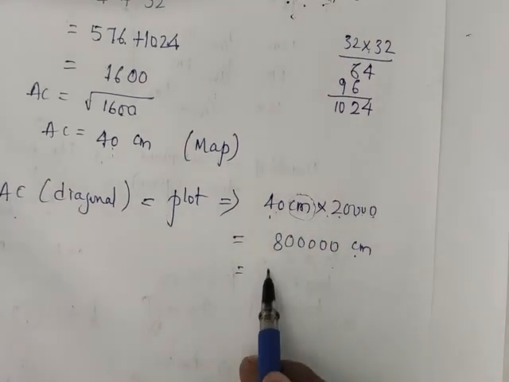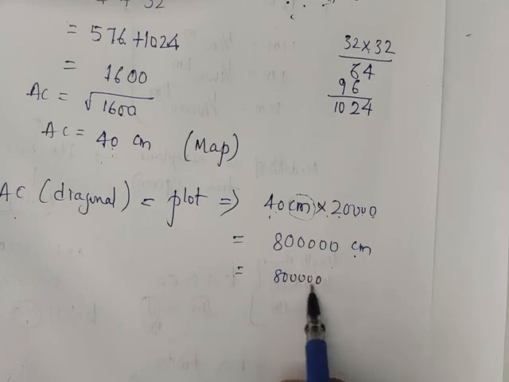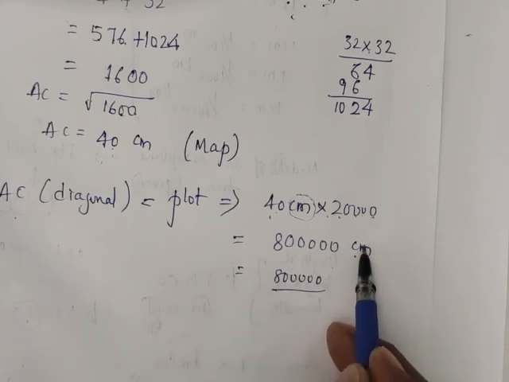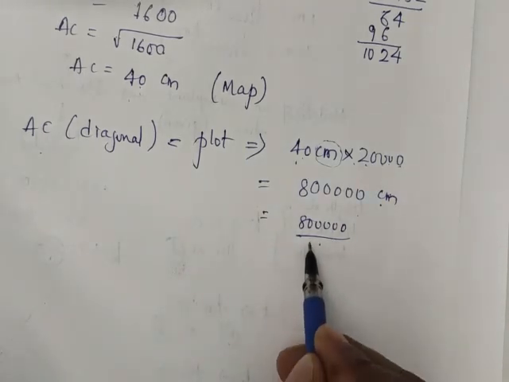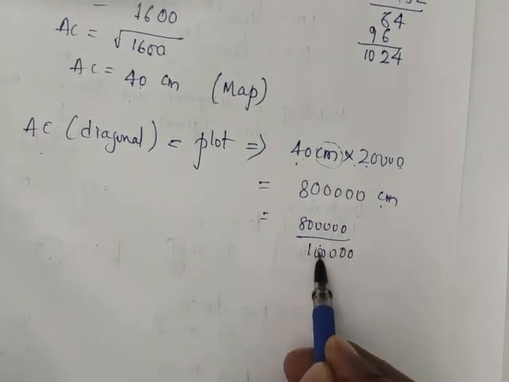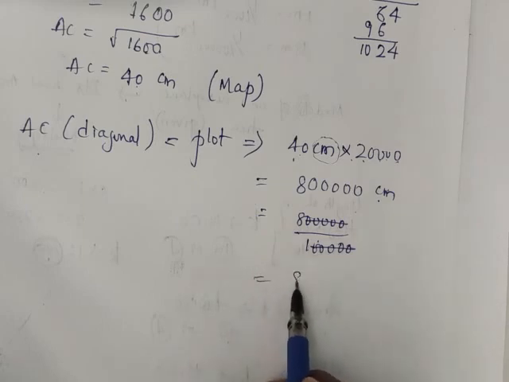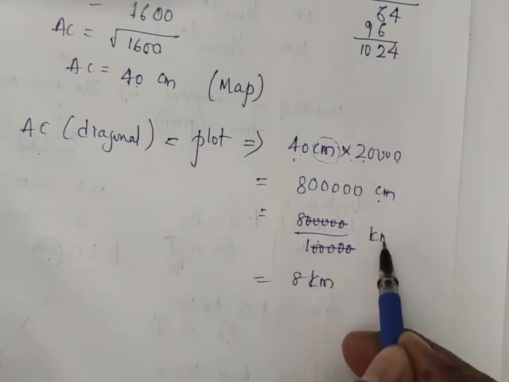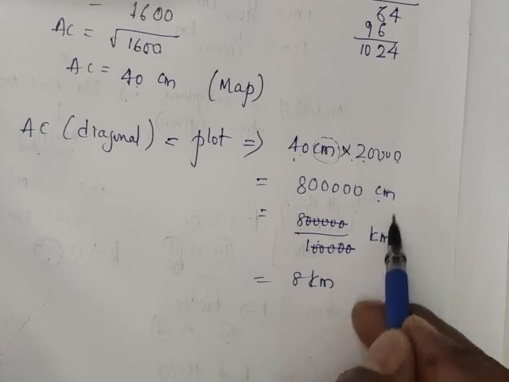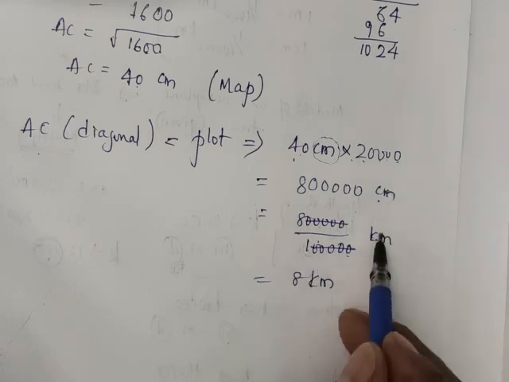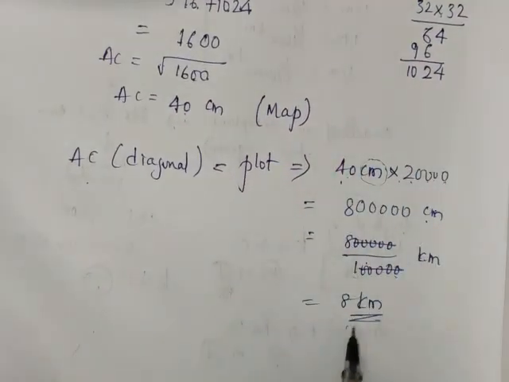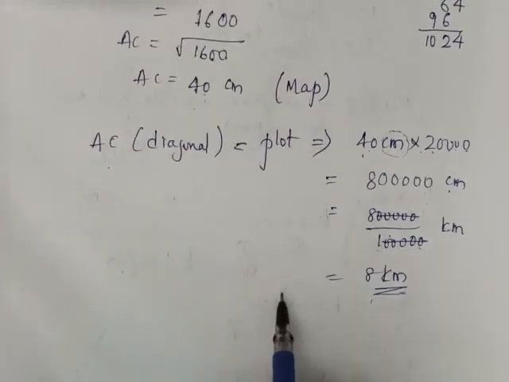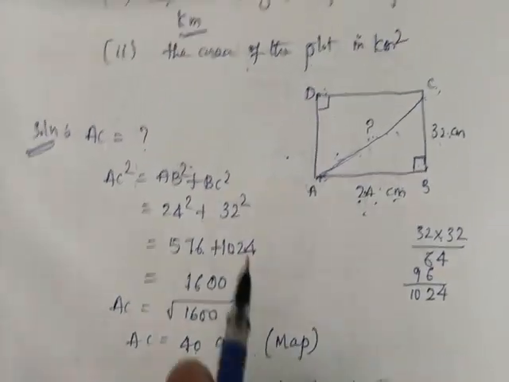Now you convert to kilometers. So 8 lakh, to convert centimeter to kilometer, what do we have to do? We have to divide by 1 lakh. So divide by 1 lakh, and the 5 zeros cancel, and we get 8 kilometers. That means the real diagonal length of the plot is 8 kilometers. This is the first answer. We'll go to the second one.